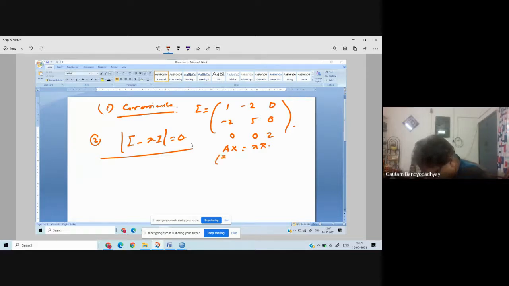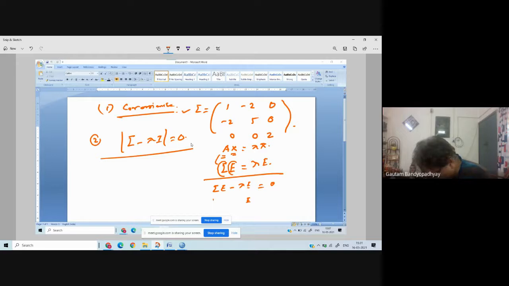In this case, A is called the covariance matrix, and x is the eigenvector, better to say E. Lambda is the eigenvalue and E is the eigenvector. So this is the equation. Sigma, the coefficient covariance matrix, is known, but the eigenvector is not known. So we can write sigma E minus lambda E equal to 0.